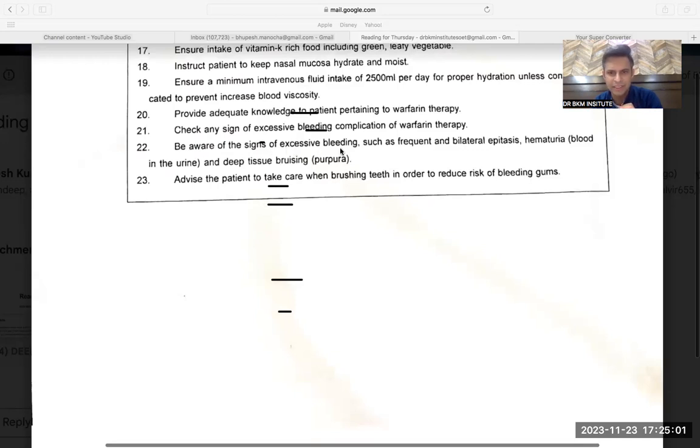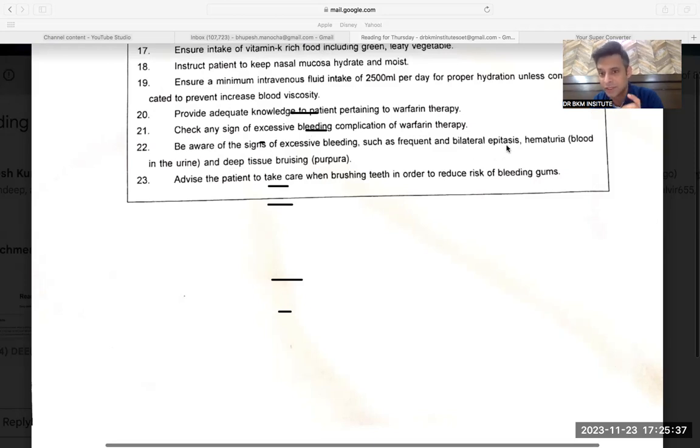Or be aware of excessive bleeding such as this, but I would say excessive bleeding is one of the main things. Then it can lead to epistaxis. Be aware of the signs of excessive bleeding such as this and this, but I cannot fit all of them. I want to fit this and this word because these are the complications: purpura, hematuria, and frequent bilateral epistaxis. But according to the final exam, I cannot fill in these 3 words. So I will say excessive bleeding. Any sign of excessive bleeding, complication of warfarin. So I will go with excessive bleeding.